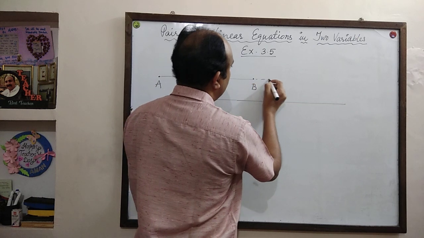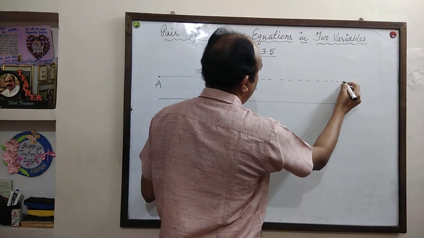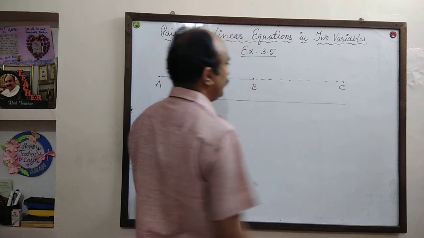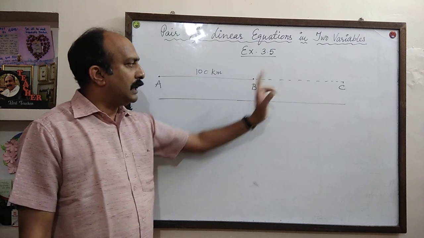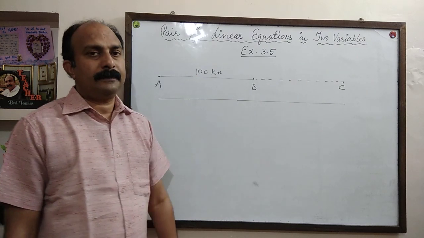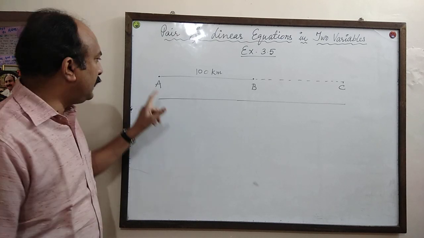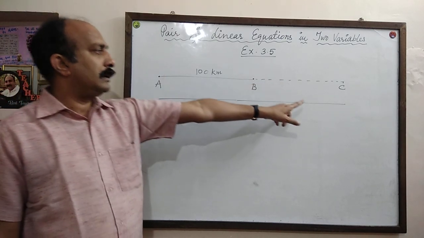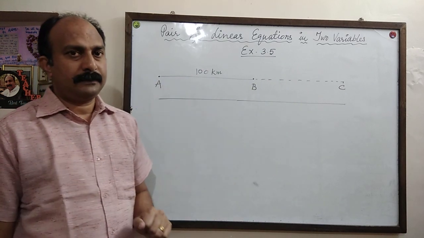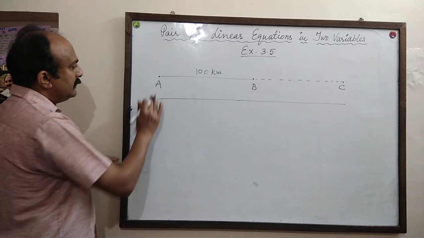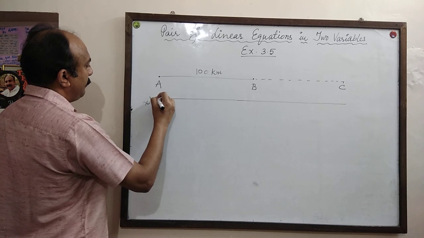Suppose car A and car B are meeting at C. After 5 hours, both the cars are meeting at C. So, listen. What is the time taken by car A to travel the distance AC? 5 hours. Let us take the speed of car A as x kilometer per hour.